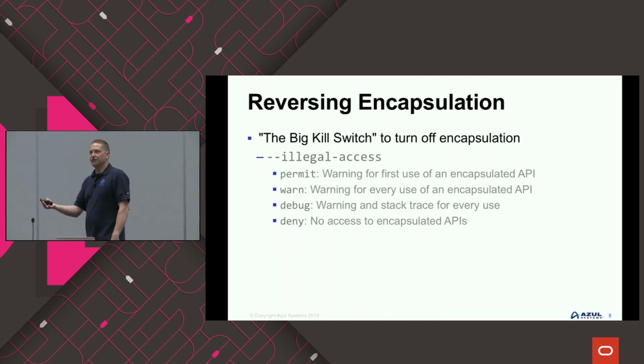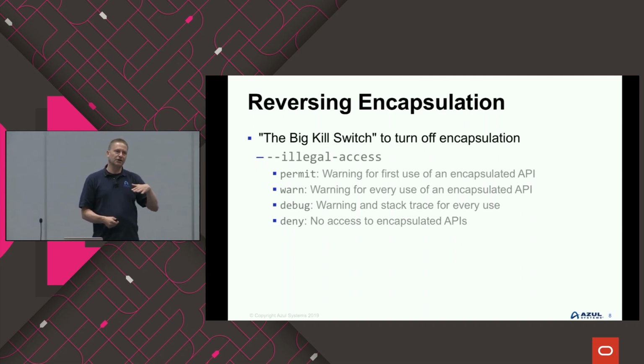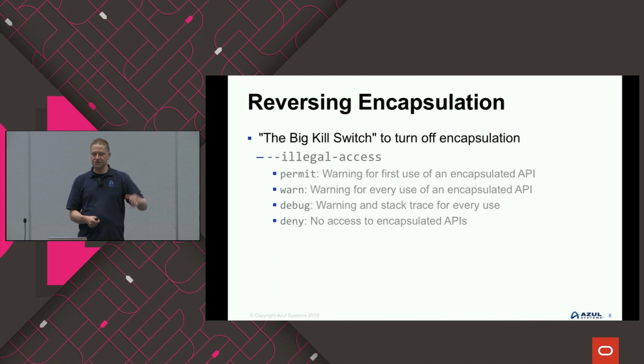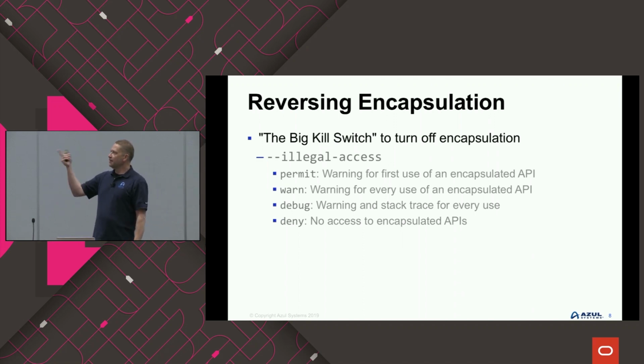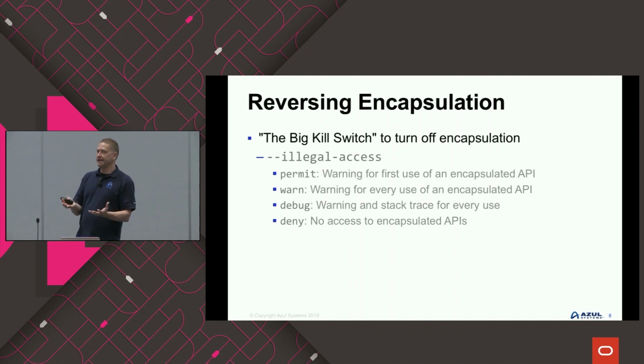If you need even more information, then you can turn it up to debug, and debug will not just give you a warning every time you use an API, it will also give you a stack trace. And that way you can trace back, and you can find out where you're using these APIs. So if you want to make changes, it helps you in terms of doing that. And then the last parameter for this is deny, which is what they're hoping to turn on at some point in the future, but it's very unclear when or even if that's going to happen. But the idea is that you turn off access to encapsulated APIs, and then if you try and use them, you won't be able to.